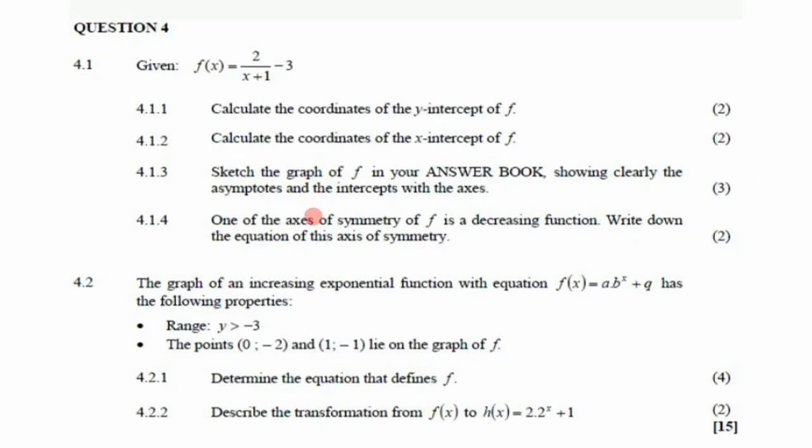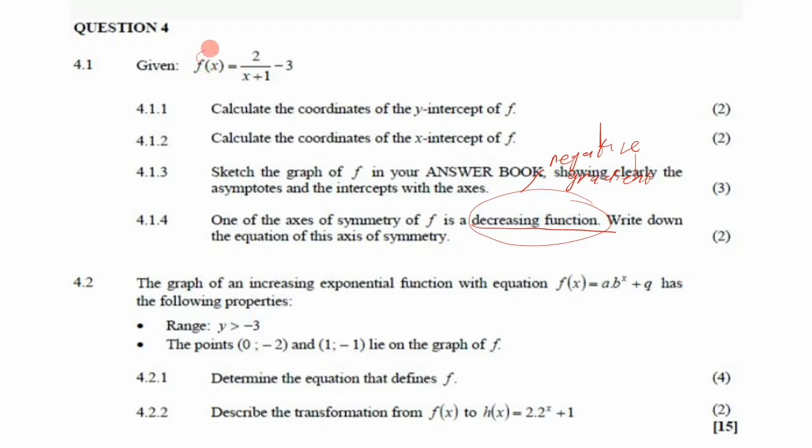4.1.4 says one of the axes of symmetry of f is a decreasing function. Write down the equation of the axis of symmetry. Now when they say decreasing function, this is another way to say it has a negative gradient. Remember, if something has a negative gradient, it will be a decreasing straight line, right? So a straight line that has a negative gradient, it is a decreasing function. A straight line that has a positive gradient, it is an increasing function.